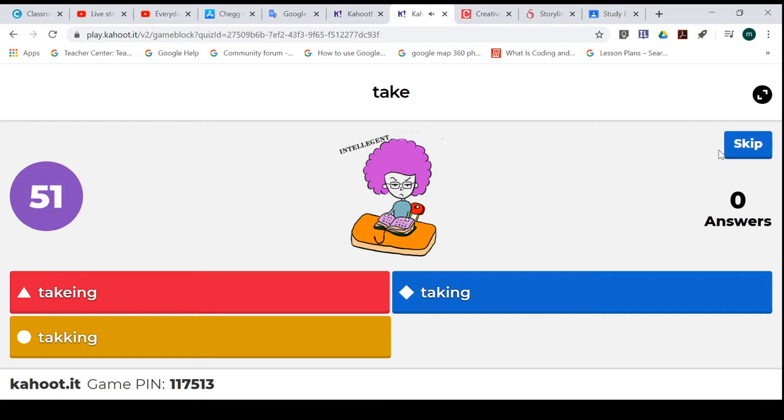Now, of course, this is one of the easiest rules of the ing, isn't it? Just look at the E. What do you do with this E? Do you leave it in? Do you take it out? Taking.